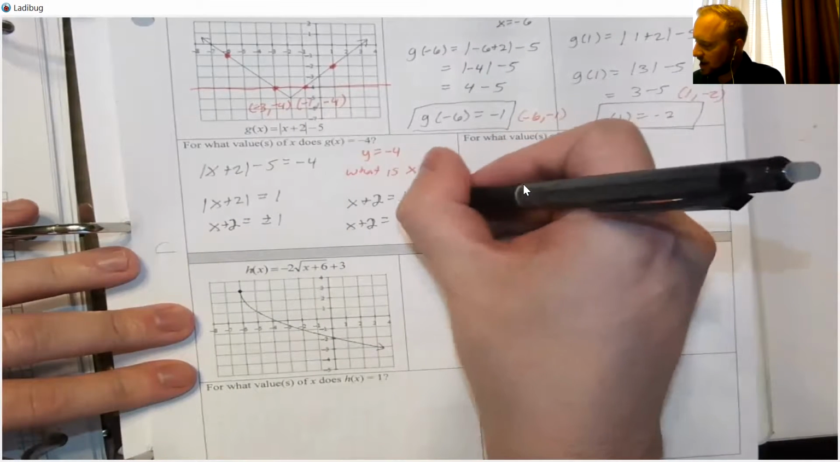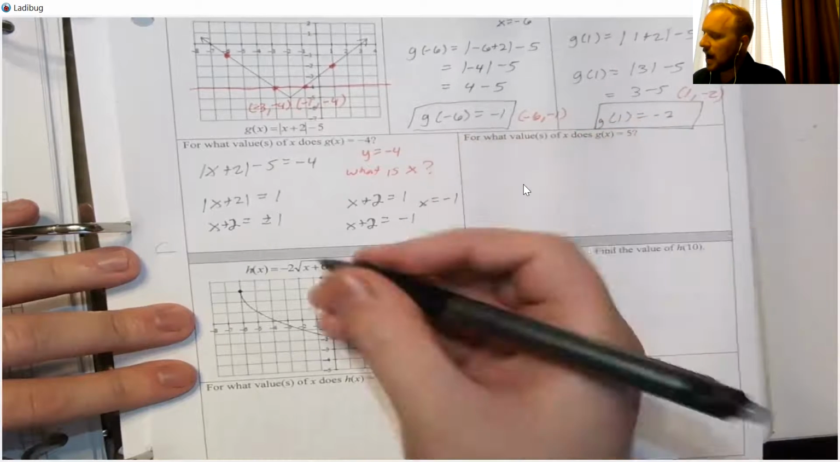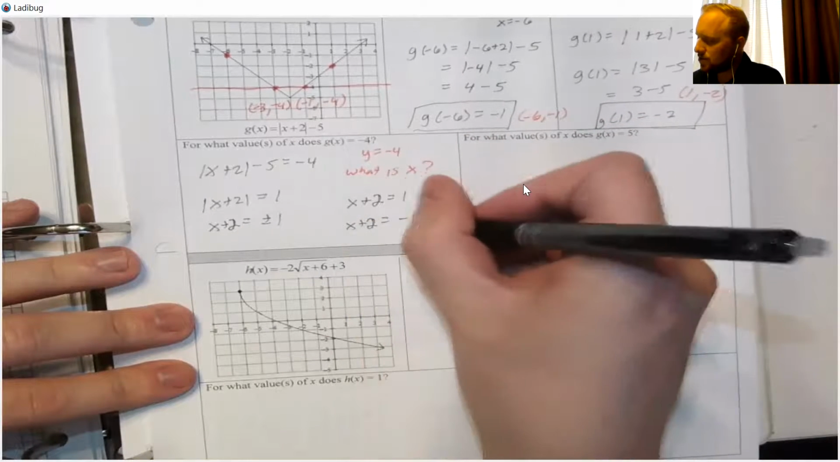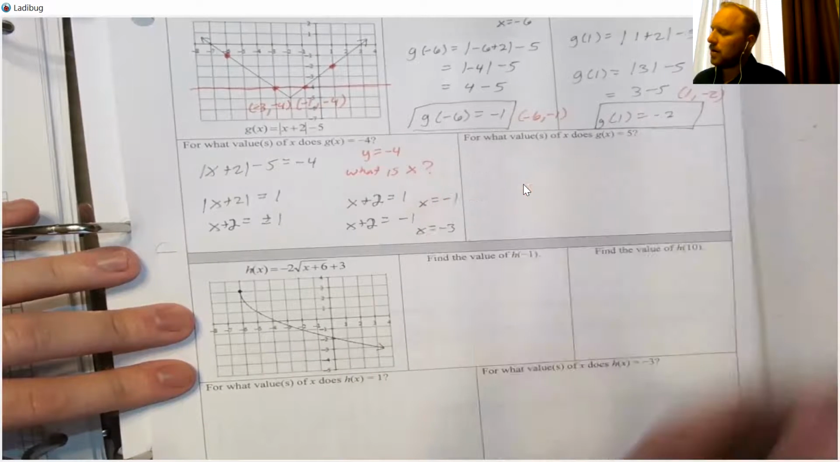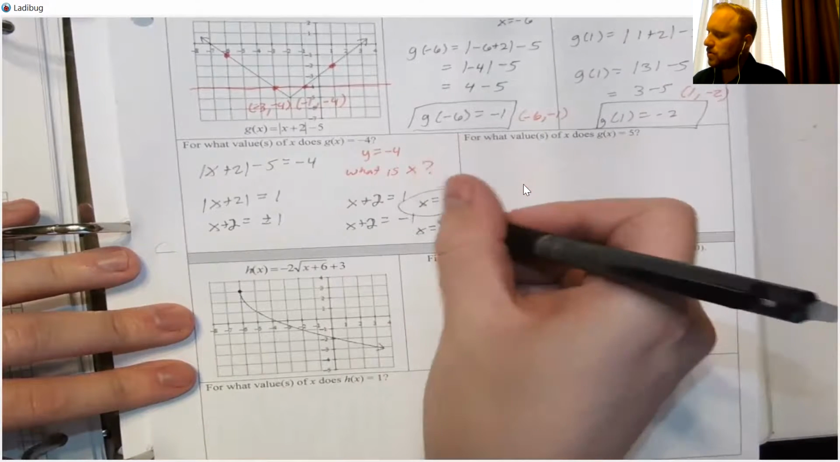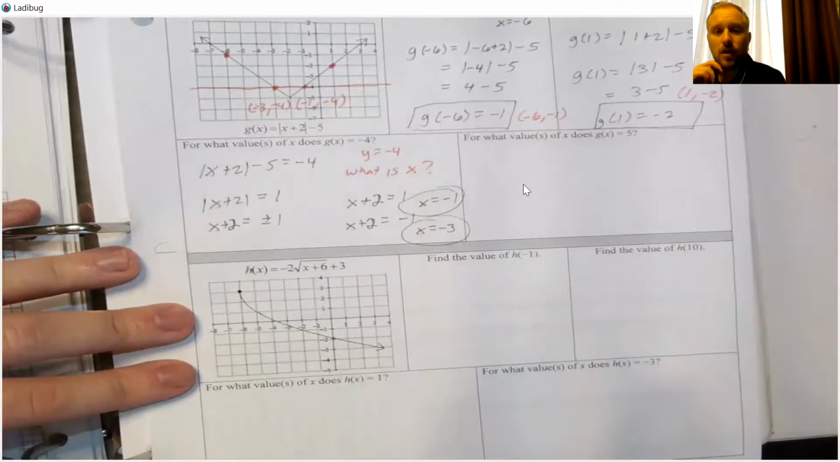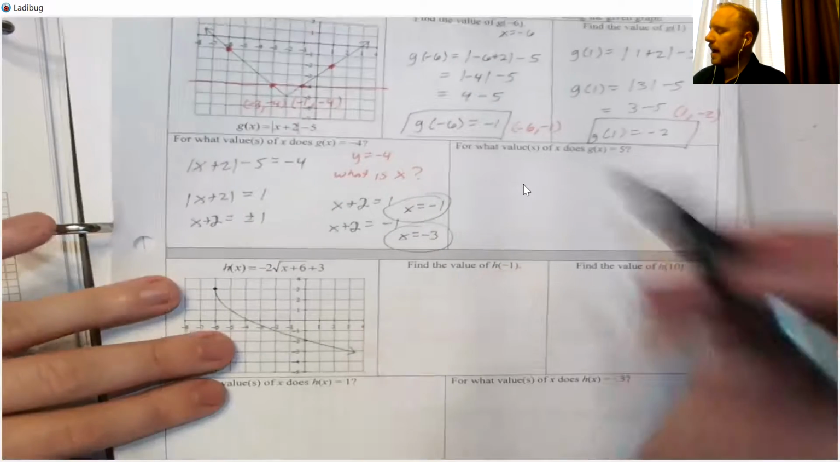So this is going to give me x equals -1. And if I subtract 2 to this side, this gives me x equaling -3. And you'll notice those are the two x values, just like we had done in our graph. Okay, now they want it for 5.